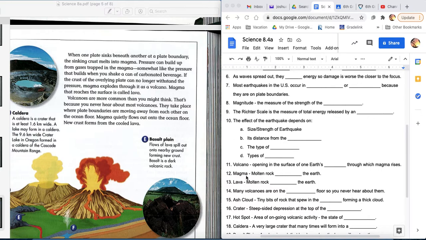So to fill in these blanks, magma is molten rock that is inside the earth still. When it reaches the surface, when it's outside, then it's called lava. So molten rock outside the earth is lava. Okay, so keep those two things straight.